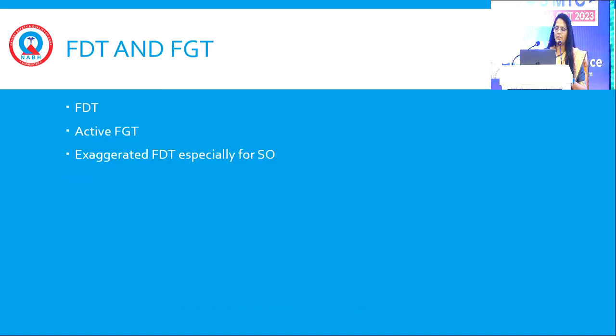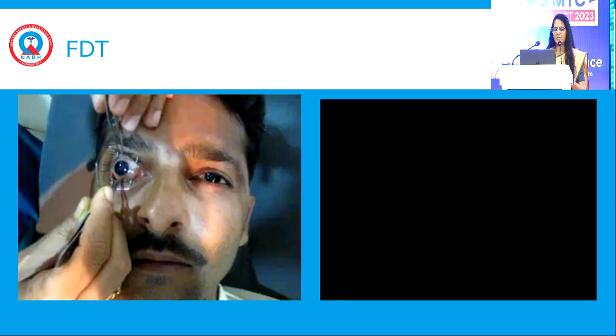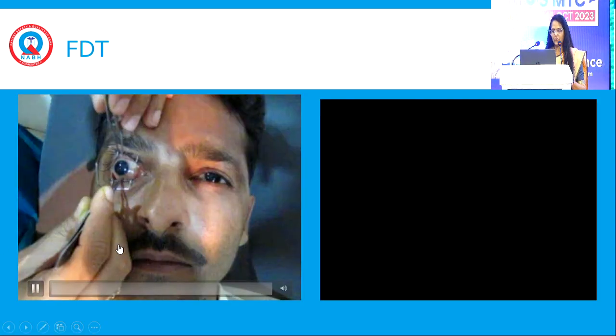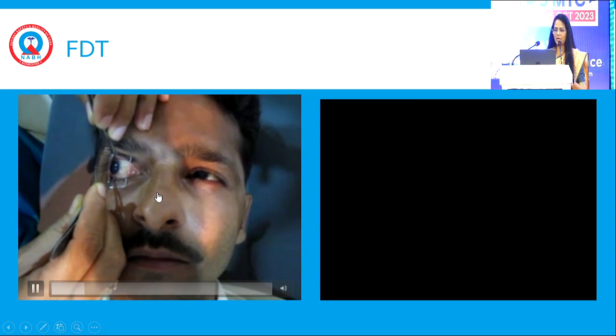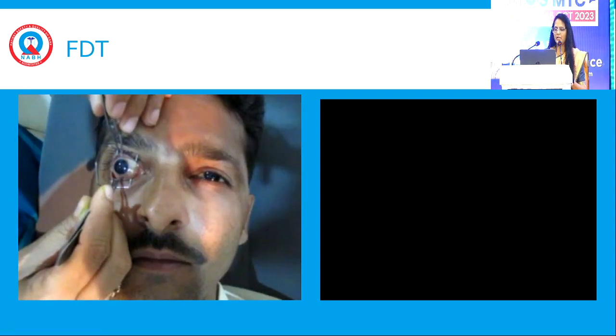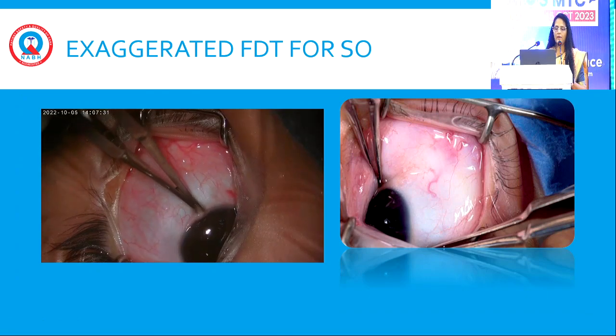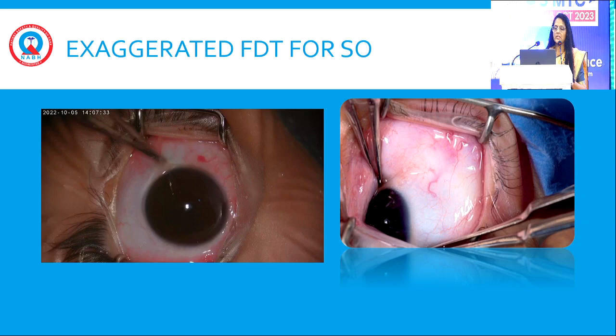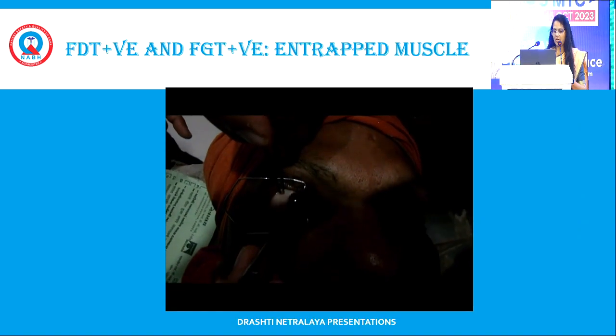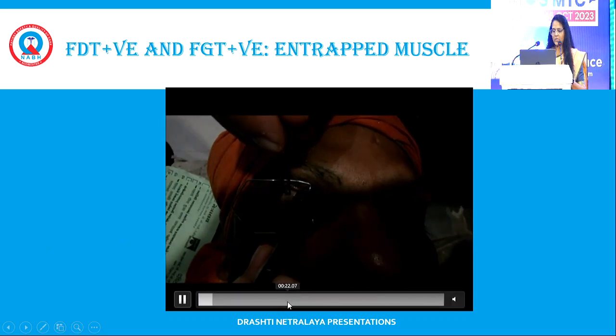The most important part over here is FDT and FGT. When you do a forced duction test, if it is positive, you must know that it is a restrictive variety and not the paralytic variety. Of course, there can be a paralysis with a secondary forced duction positive test. An exaggerated FDT is also to be done for superior oblique, and then the force generation test.